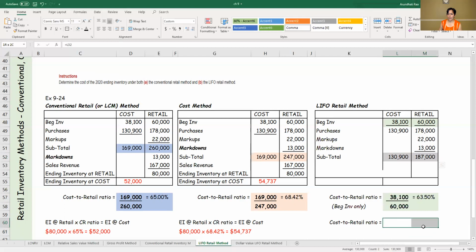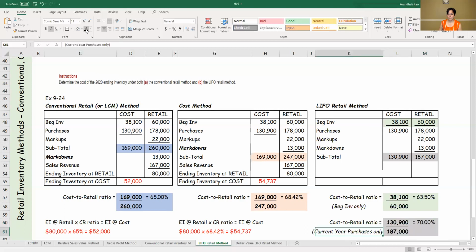And when I do that calculation, and this is only for the current year, current year purchases only, I come up with a cost to retail ratio of 70%. So what you see over here is those numbers have changed from last year to this year.